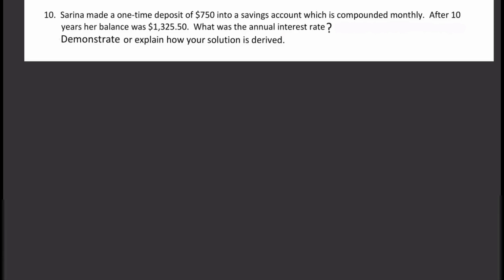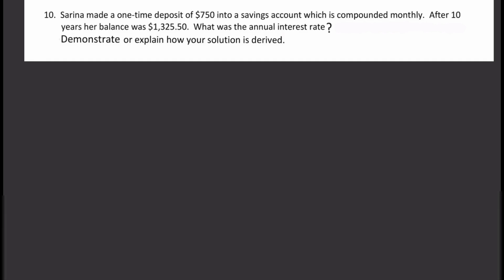Question number 10 is talking about making a one-time deposit into a savings account which is compounded monthly. So we're using our compound interest formula. Time is going to be 10 years, and this is going to be the end balance. What is the annual interest rate? It says demonstrate or explain how your solution is derived. So we're just going to use our formula and work backwards basically.